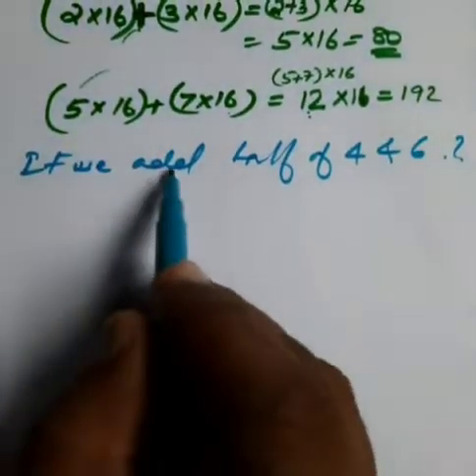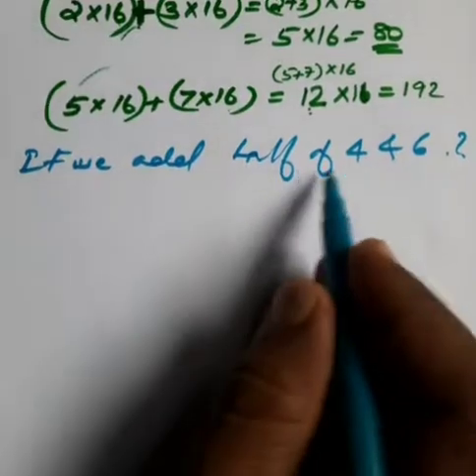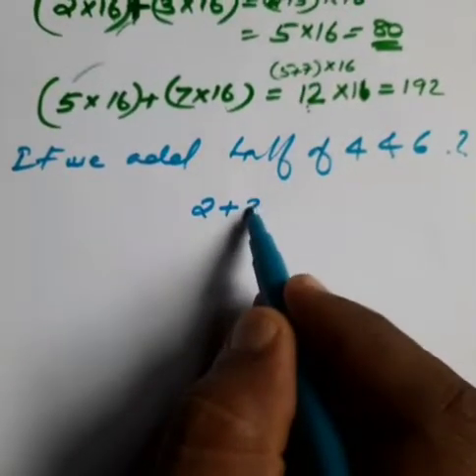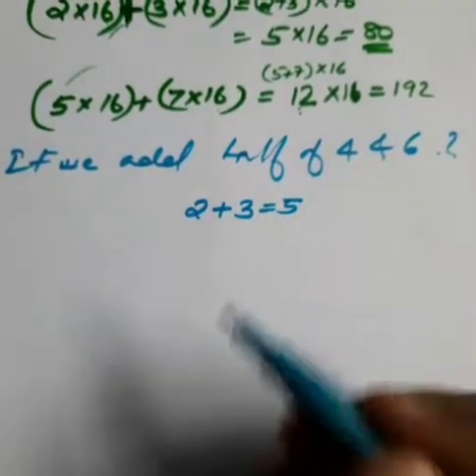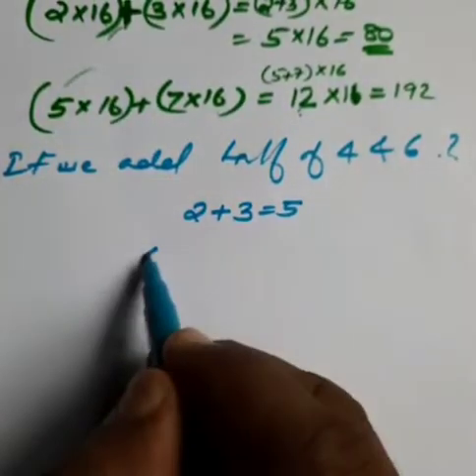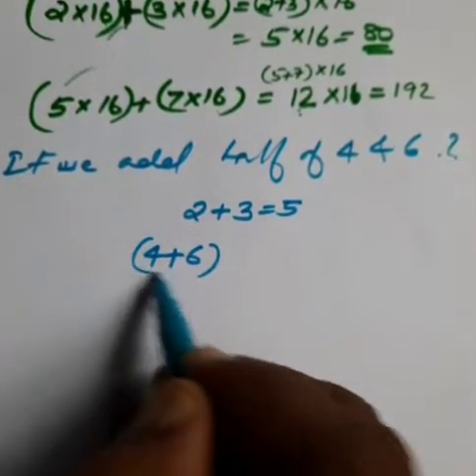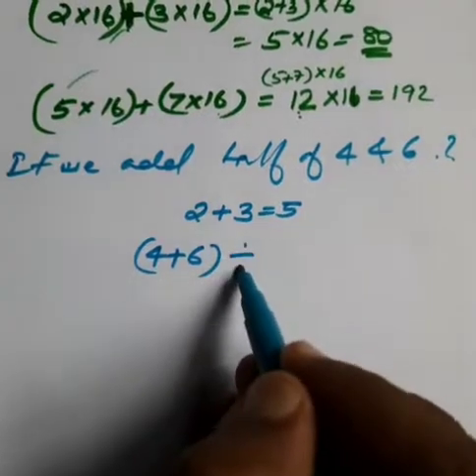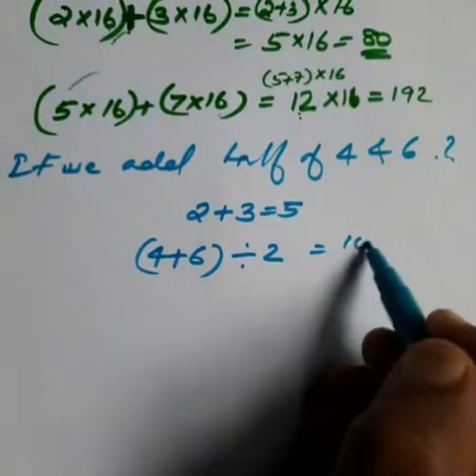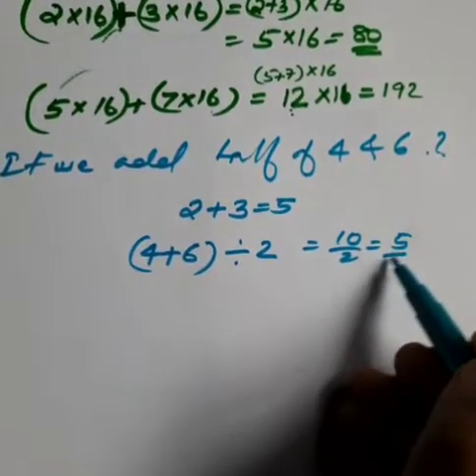So here half of 4 and 6 is added. So half of 4 is 2, half of 6 is 3. So you will get 5. Otherwise, this 4 and 6 is added. How much you will get? 10. Then take the half. So 10 by 2, we are getting 5.